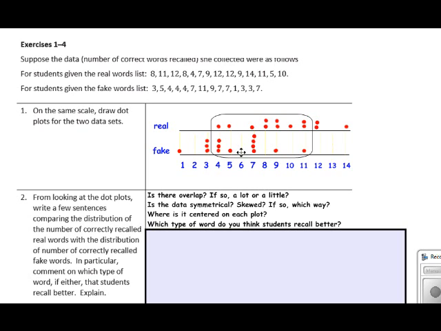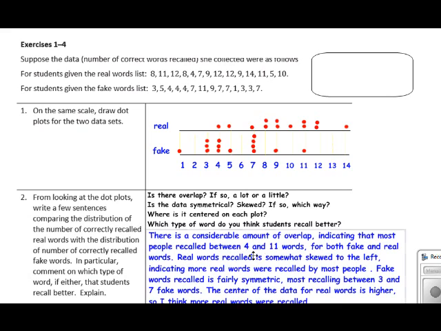Well, there is overlap, and it is quite a bit. Is the data symmetrical? Now, when you're looking for is it symmetrical, you're looking at just the real data, one set of data at a time. So is it symmetrical? In other words, is the left side of the data the same as the right side of the data? And then for the fake, is the left side of the data the same as the right side of the data, or is it skewed?